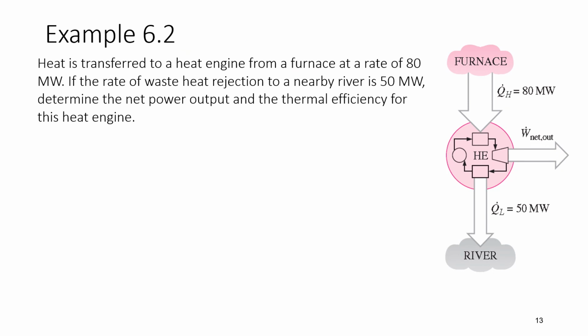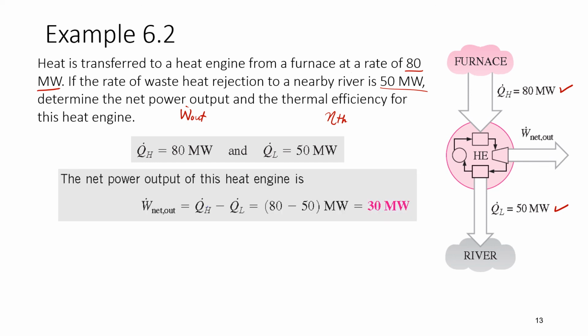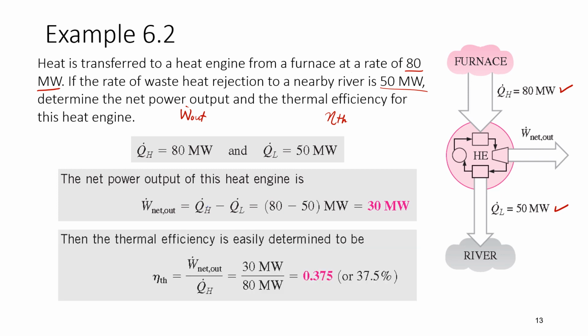Okay, another one. Heat is transferred to a heat engine from a furnace at a rate of 80 megawatt. From the furnace, so that means this is the source. Not always that you have a diagram like this, so you have to know how to place all these values. If the rate of waste heat rejection to a nearby river is 50, obviously this is QL. Determine the net power output, work output, and the thermal efficiency. So you have QH and QL. You can obtain work output very easily. Just use this equation: work output, QH minus QL. And once you have the work, you can calculate efficiency using this equation, get 37.5.